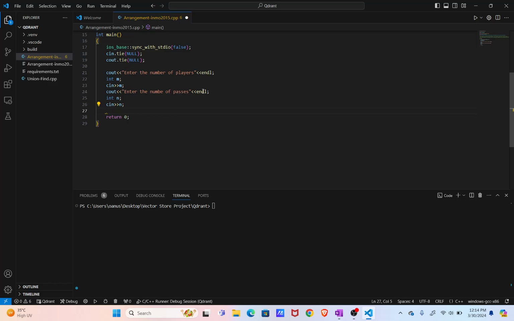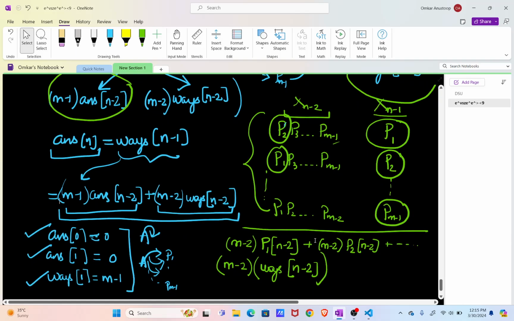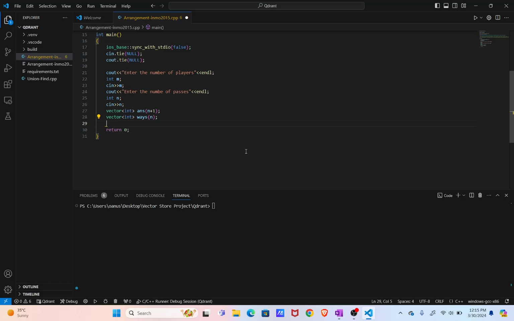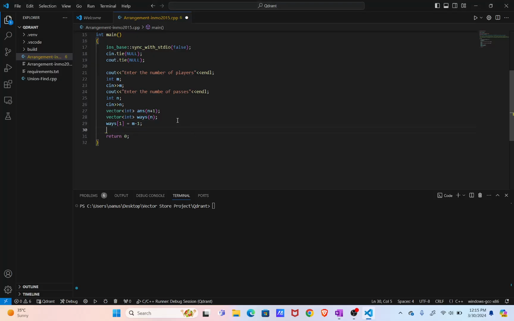What we do next is we need to store them somehow. So I'm going to use a vector here. This is basically an STL implementation of the array data structure. Let's call it answer, and we have another variable called ways. So what was the formula? M minus 1 times this, M minus 2 times that. Okay. So ways of 1 will be M minus 1. That was the initial value that I was talking about here. And by default, everything is assigned 0, so I don't have to explicitly write 0 for the remaining cases.